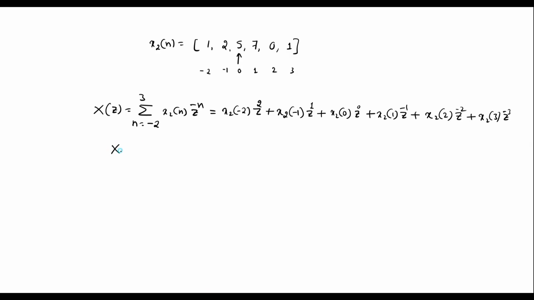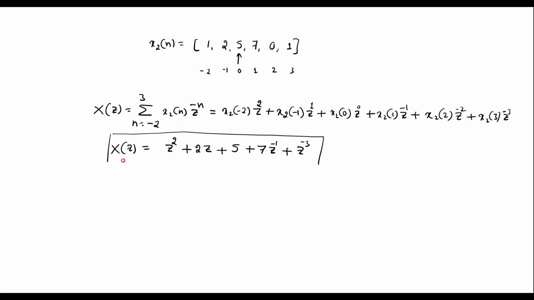Let me simplify this. Therefore I can write X of z is equal to, here x2 of minus 2 is 1, that is 1 into z power 2, that is z power 2. x2 of minus 1 is 2, we have 2z plus x2 of 0 is 5, plus x2 of 1 is 7, 7 z inverse, plus x2 of 2 is 0, so entire thing is 0, x2 of 3 is 1, that is z power minus 3. So this is the Z transform of given sequence.